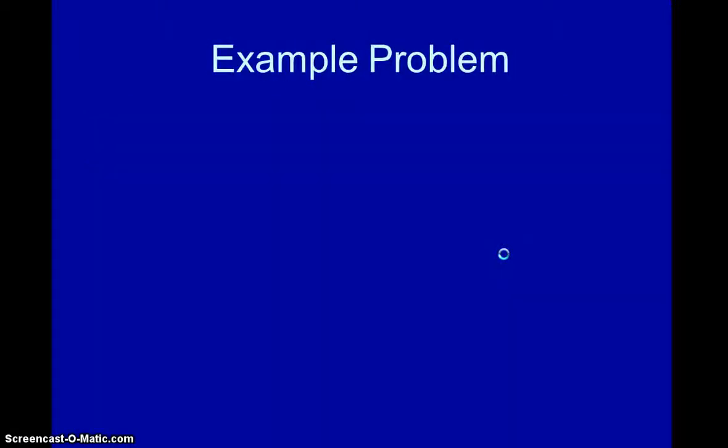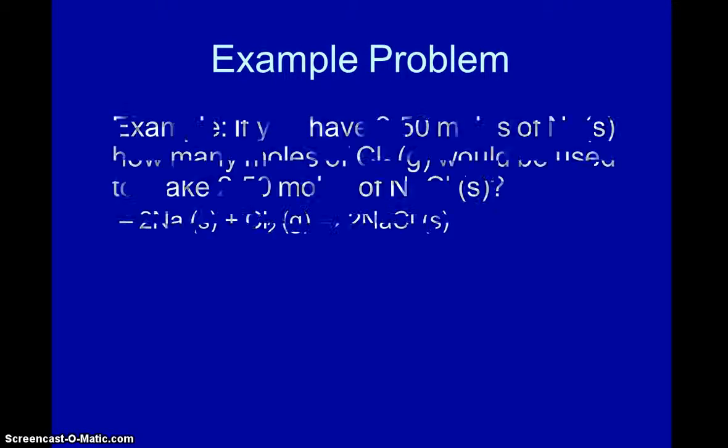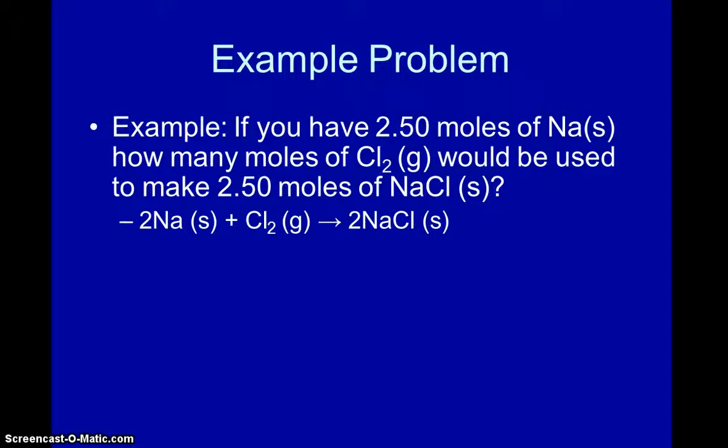Okay, so what we're going to do now is use those numbers to start solving some problems. For our example problem, it says if you have 2.5 moles of sodium, how many moles of chlorine would be used up to make 2.5 moles of sodium chloride? So again, the first step in any reaction is you have to start with a balanced chemical equation. So we went ahead and balanced our equation. It takes 2 moles of sodium, plus a mole of chlorine, to produce 2 moles of sodium chloride.